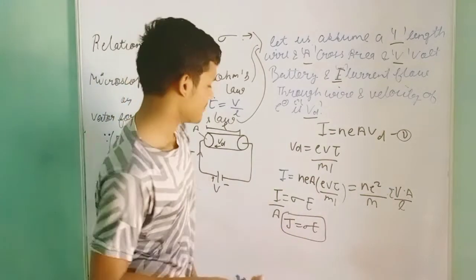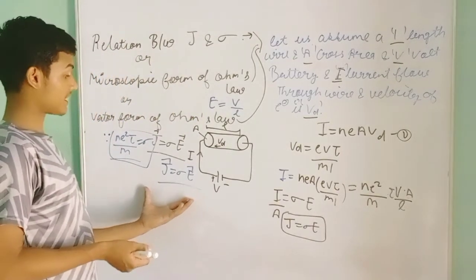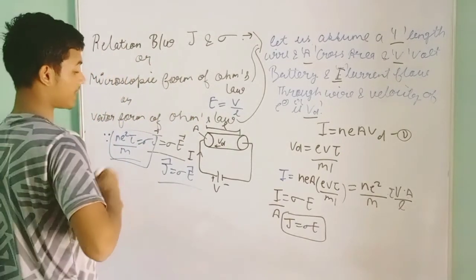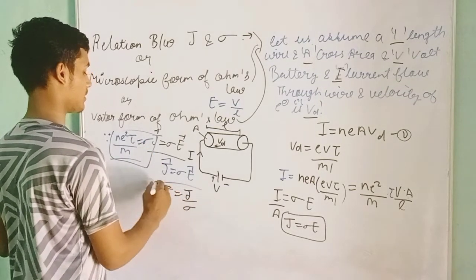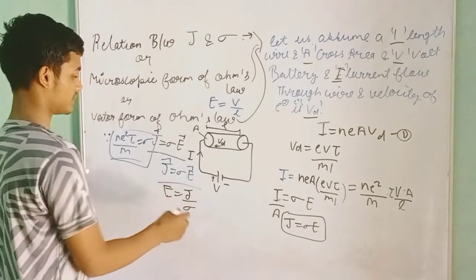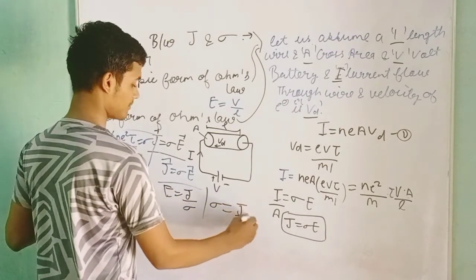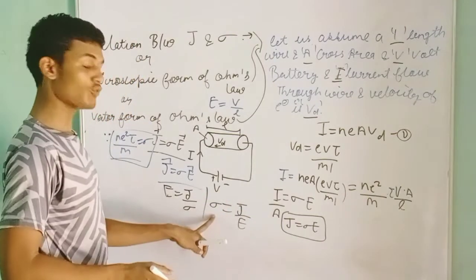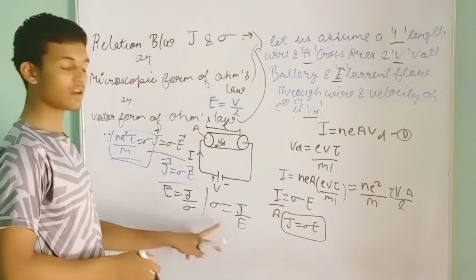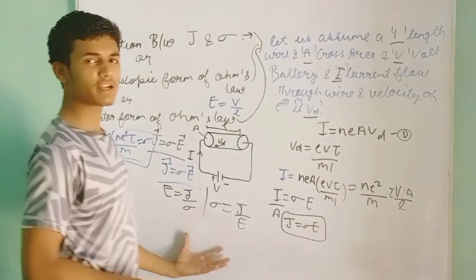We can also make other forms of this. See how we make them. E is equal to J upon sigma, and in the form of sigma also we can take sigma is equal to J upon E. There are many formulas that come from that. The new formula of sigma is J upon E. In numericals it will be useful.